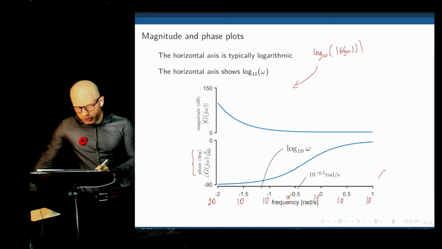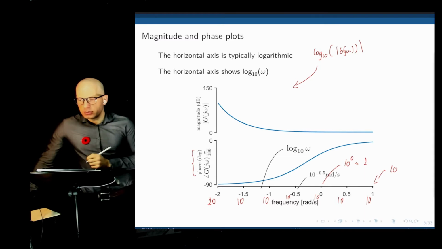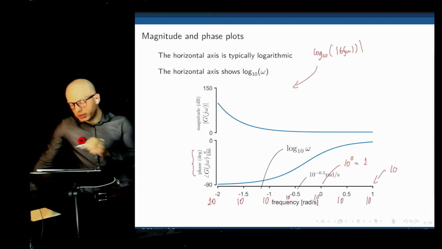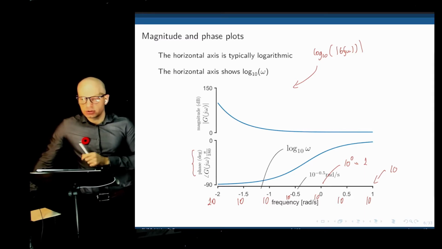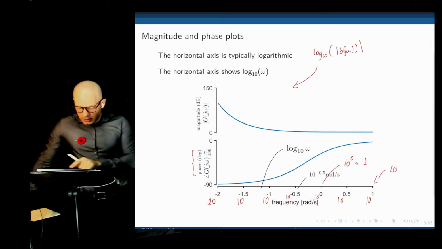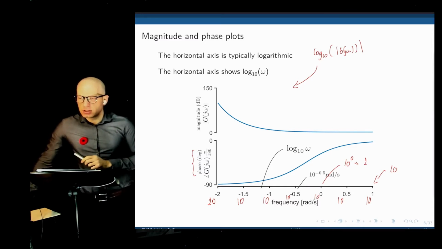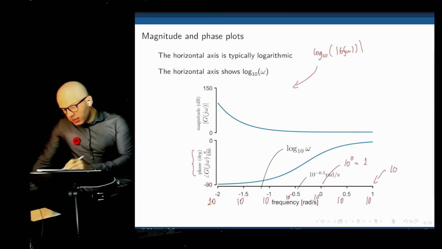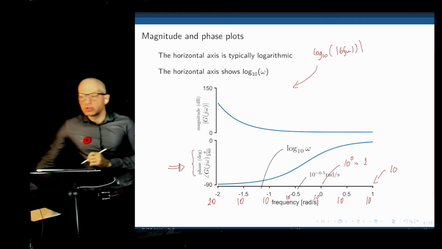At this point here, we have 10 radians per second. At this point here, we have 10 to the power of 0, which is 1 radian per second. And anything below that is, for example, 0.1 and 0.001 radians per second. So the magnitude is in a log scale, and also the frequency axis is in a log scale, just to highlight these differences. The phase itself remains in degrees. That doesn't change.